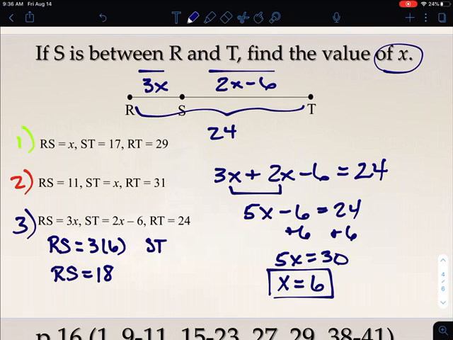And then ST, I can find a couple different ways. First, if I already know that RS is 18, and I know the total length is 24, I can just subtract those two values. So 24 minus 18 is going to give me 6. Or you could plug the 6 in. So you could actually say 2 times 6 minus 6 and calculate that way. So whatever makes more sense to you, just be aware you're not always going to stop at X. You might actually go back and plug in to find the missing lengths as well.